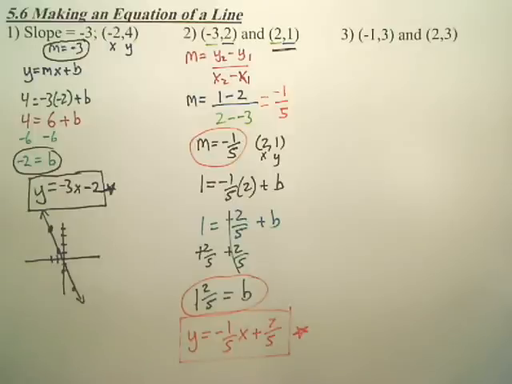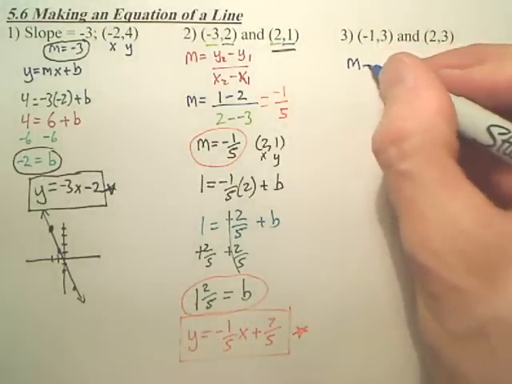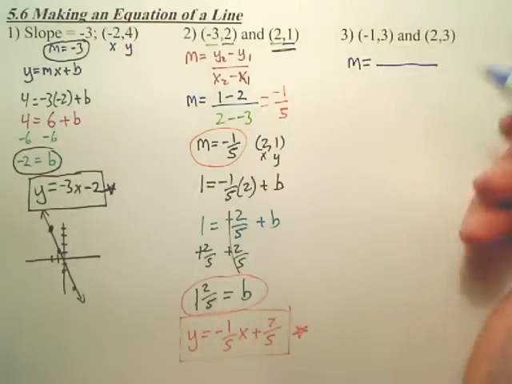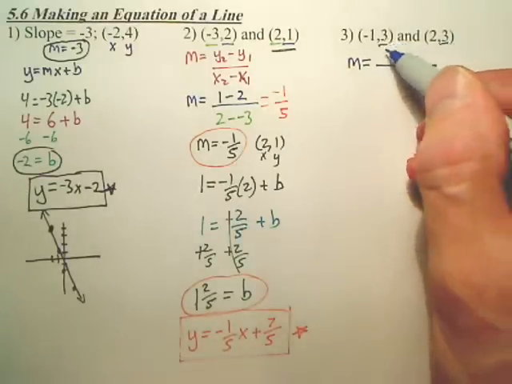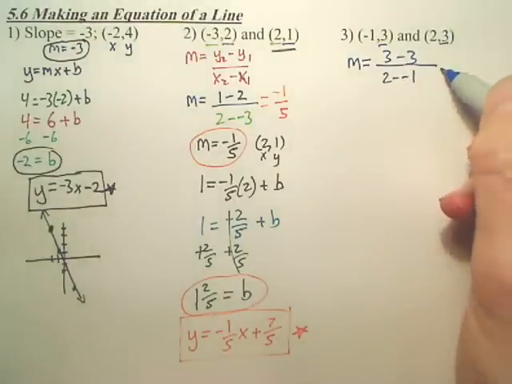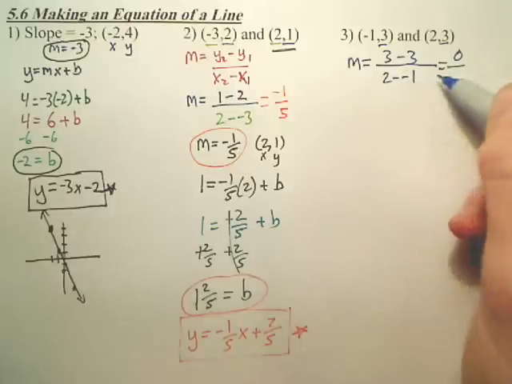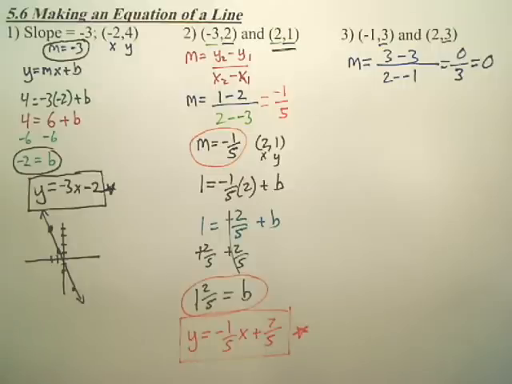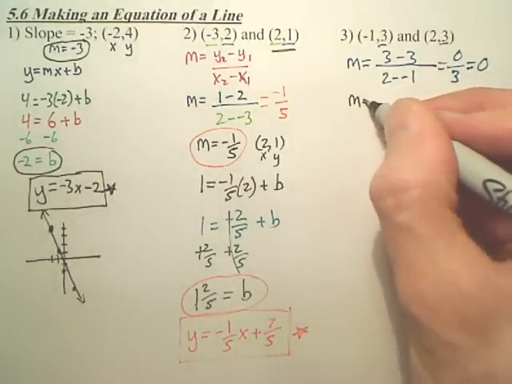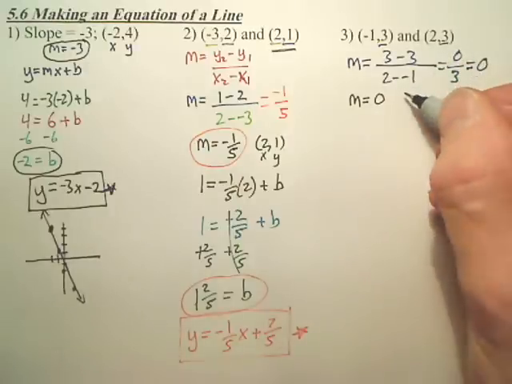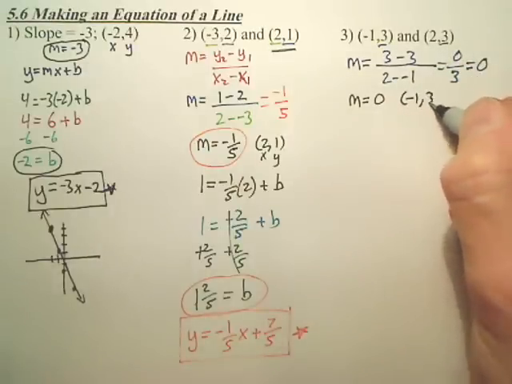Let's do it one more time. Let's find the slope. So we take these two numbers, 3 minus 3, and 2 minus -1. It gives us 0 over 3. Looks like my slope is 0. So your m is 0. You choose either point. I'm just going to choose the first one, the smaller values.